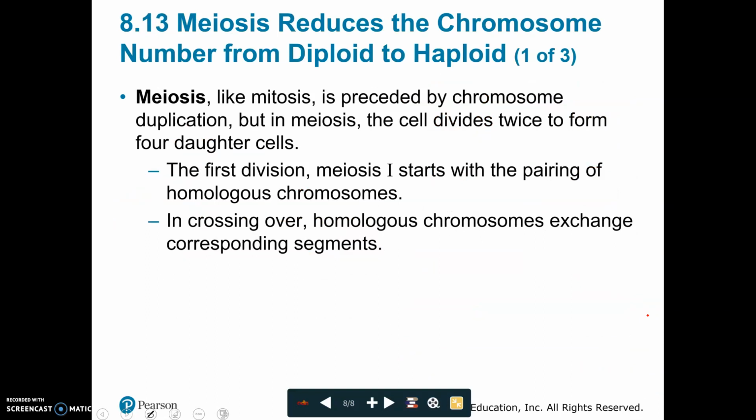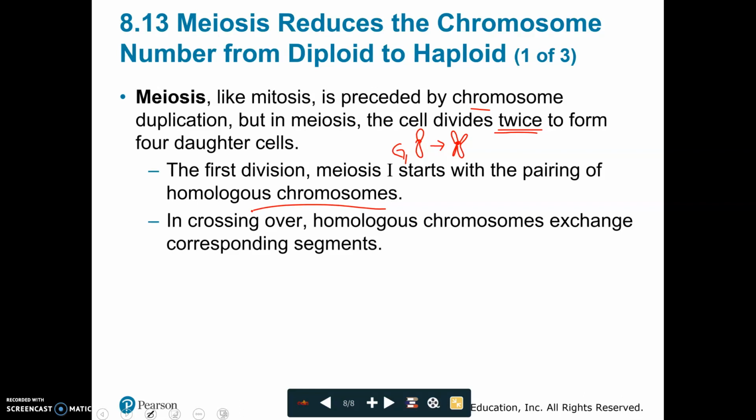So the chromosomes duplicate, but the cell divides 2 times. When they say the chromosomes duplicate, they're talking about S. So originally, the chromosomes look like this in G1. Then in S, they look like this. But what's going to happen in meiosis is, again, the homologous partners are going to pair up. And a special thing is going to happen here called crossing over, which we'll talk about in a second.